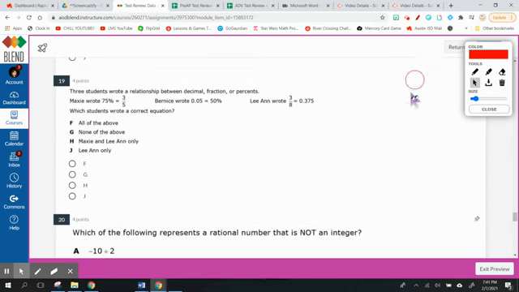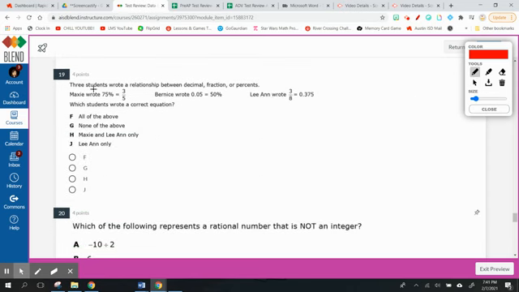All right, 19. 3 students wrote a relationship between decimals, fractions, or percents. Max wrote 75% equals 3/5. Bernice wrote 5/100 equals 50%, and Leanne wrote 3/8 equals 375 thousandths. Who wrote a correct equation? Who can we get rid of quickly? I hope you said Bernice.